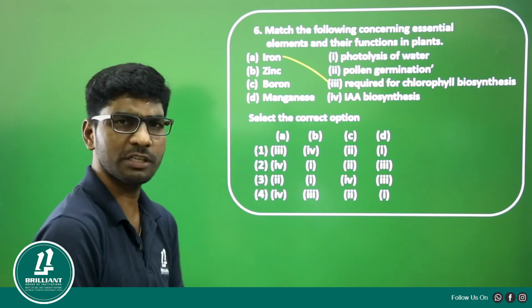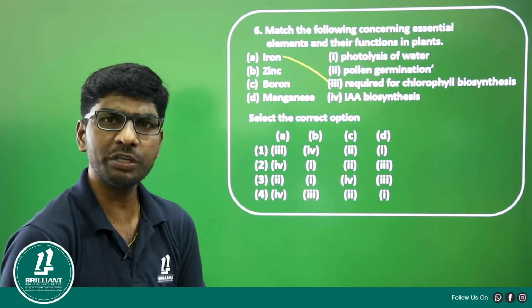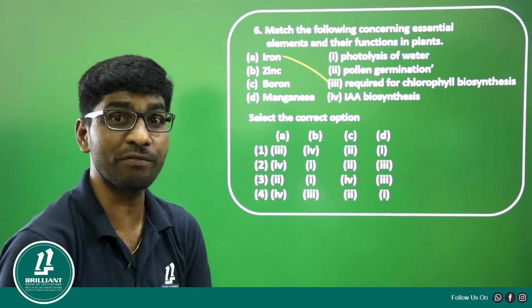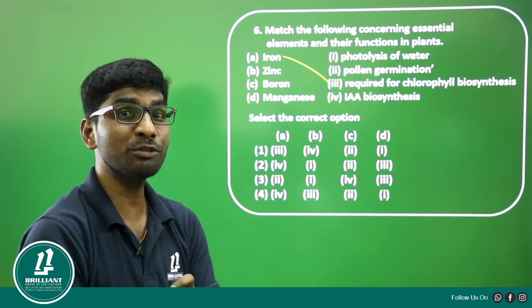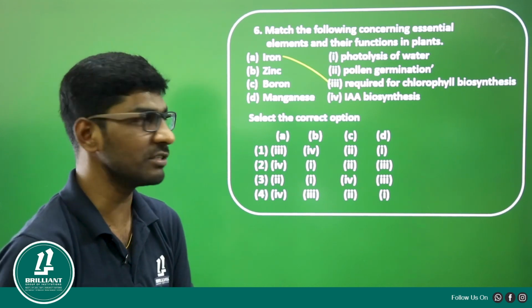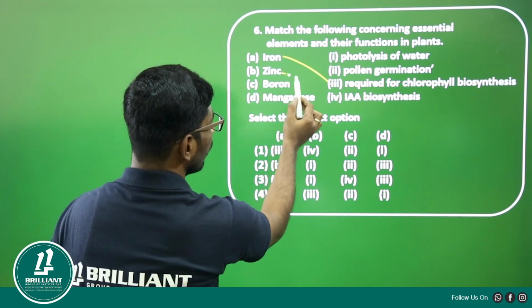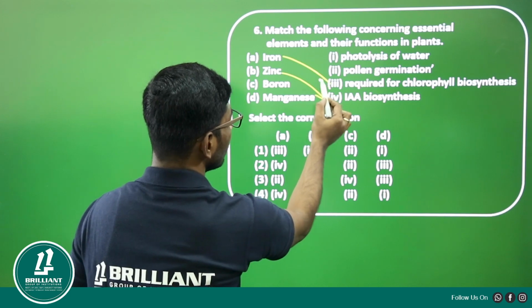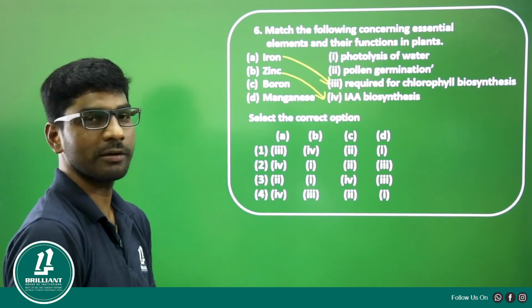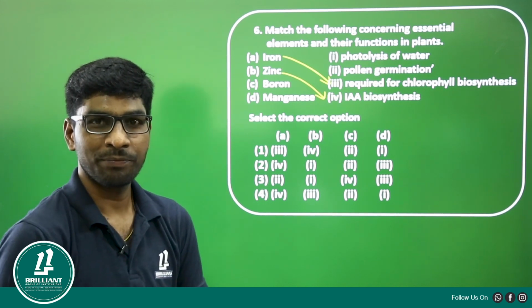What is the function of zinc? Micronutrient. Zinc is essential for the synthesis of one of the plant growth regulators. What is that? Indole acetic acid, auxins. So here zinc will go with what? Indole acetic acid.